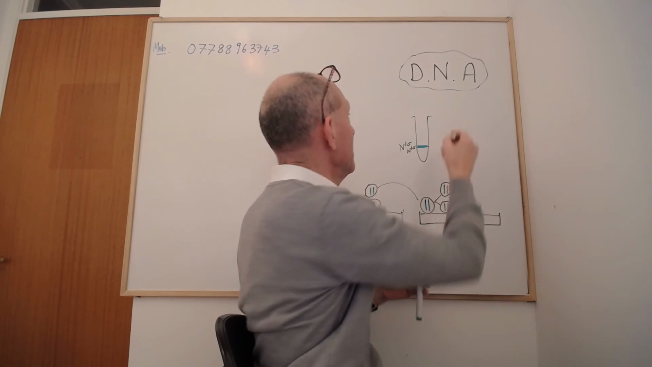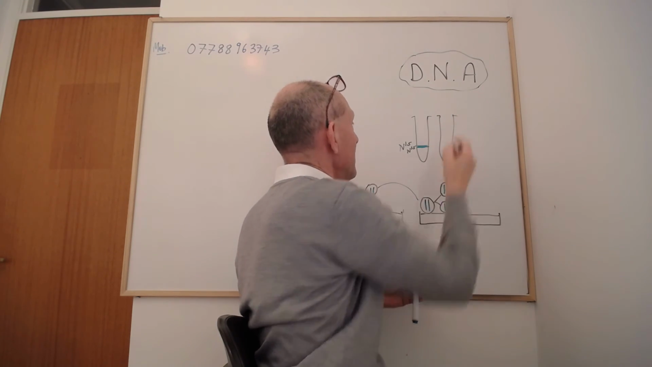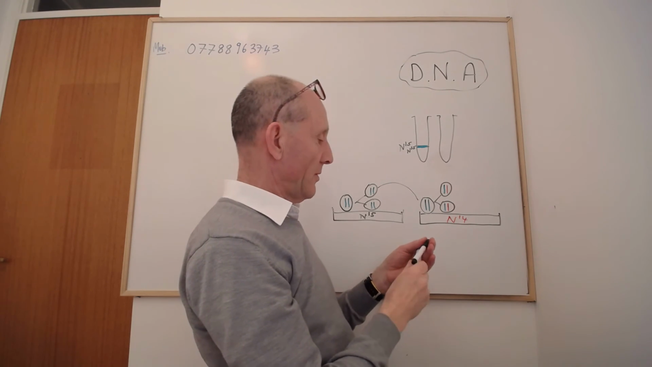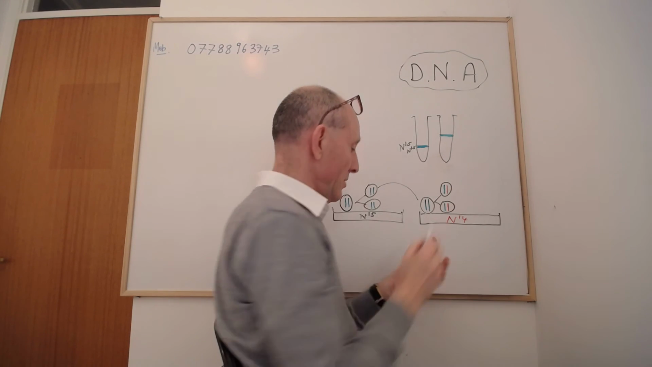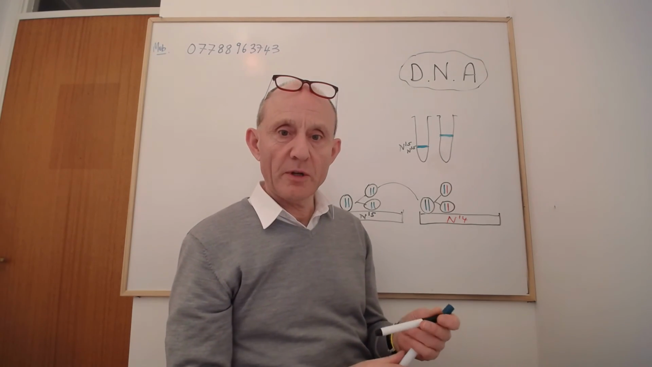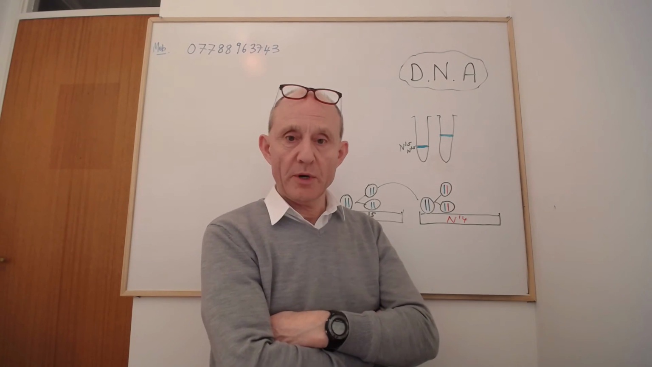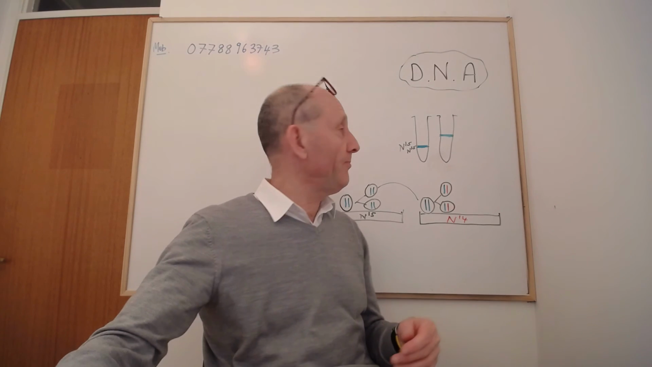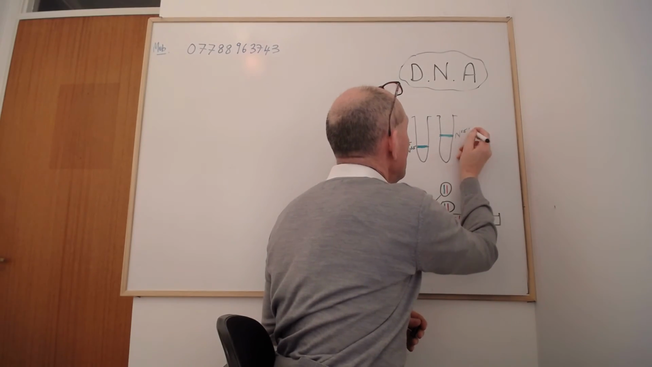But the first generation of bacteria, if we drew a test tube for them, first generation bacteria, well, they didn't contain nitrogen 15. They contained intermediates. Their DNA was somewhere there. So the combination of nitrogen 15 and nitrogen 14 strands present. In other words, it was intermediate.